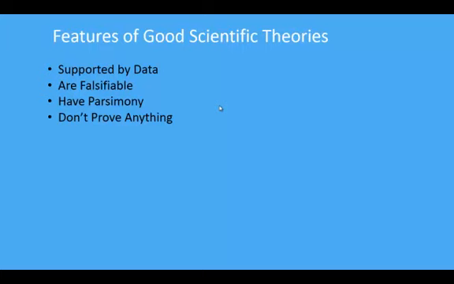So these are, again, just really briefly, 4 features of good scientific theories. They need to be supported by data. They should be falsifiable. They should have parsimony. And again, we don't prove anything. We just provide evidence for.